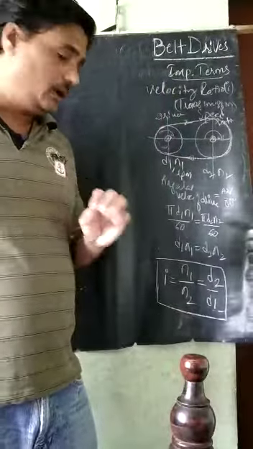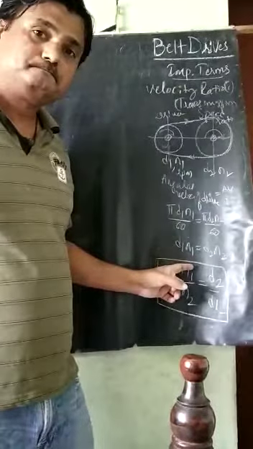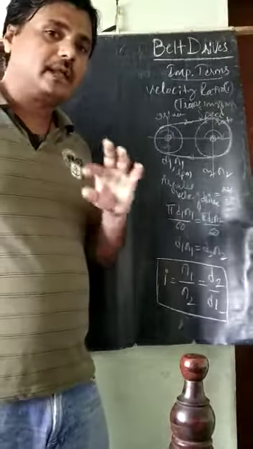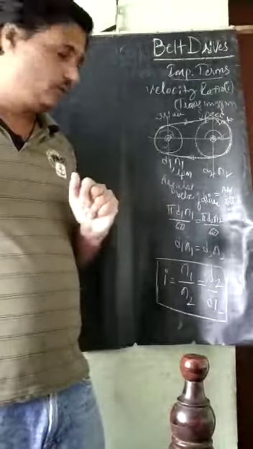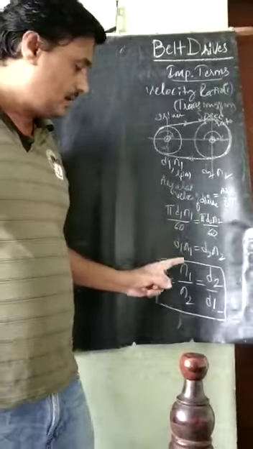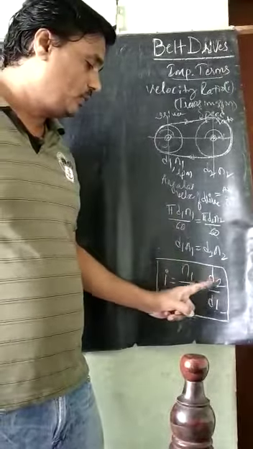Sometimes we can write it in terms of the follower also, but that is not economical here. As I have told, it has to be written N1 divided by N2 is equal to D2 divided by D1.